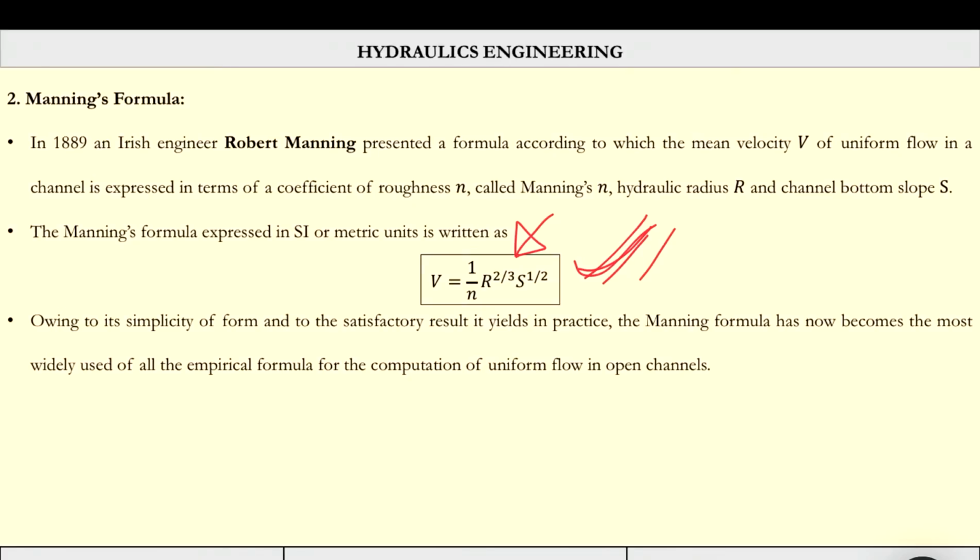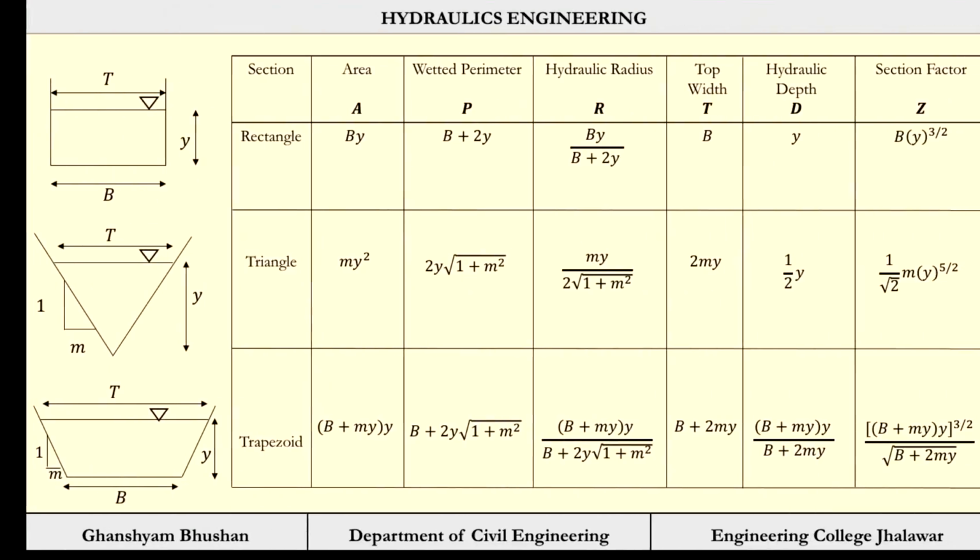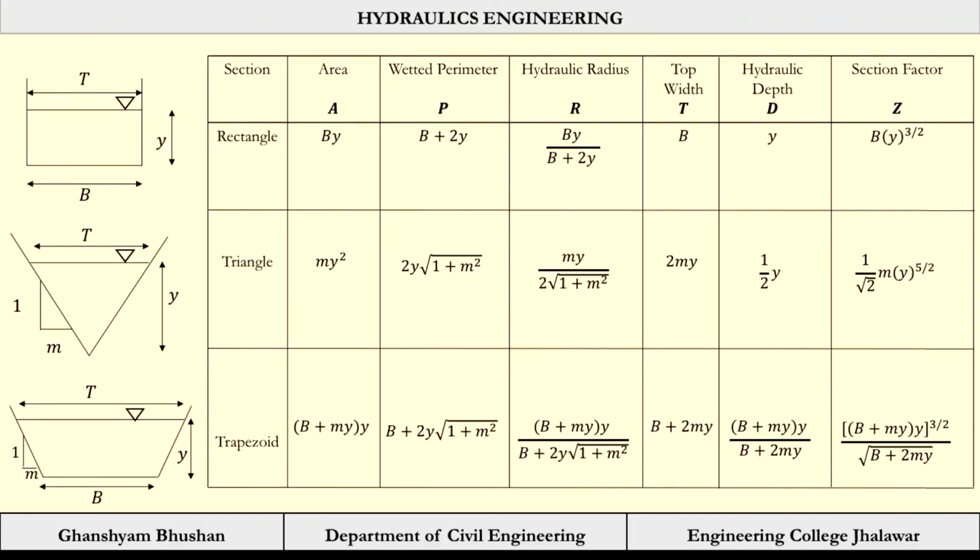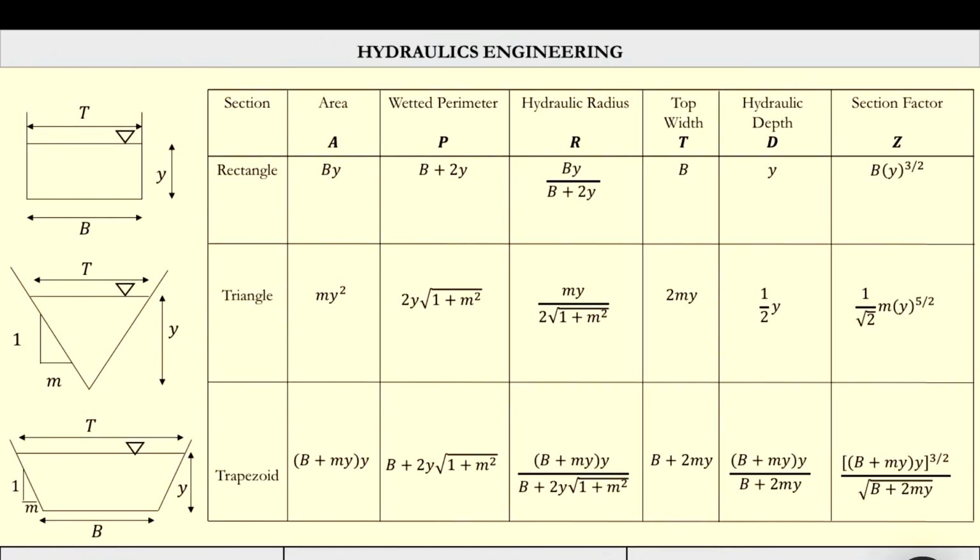Now let us see the various sections we will be using and the parameters we will be using. We can calculate them, but if you remember them, that is good for you. First is the rectangular channel, with base width B and depth of flow Y. The triangle symbol marks the water surface.